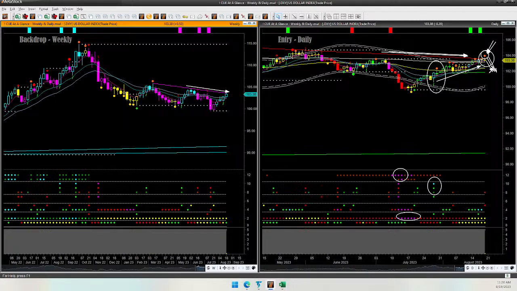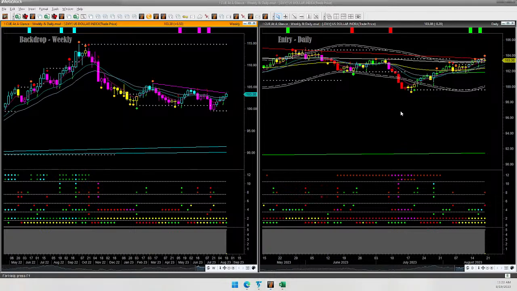There is some reason from dollar index chart to be at least not bearish on the market, maybe bullish, at least not bearish on the market from dollar perspective.